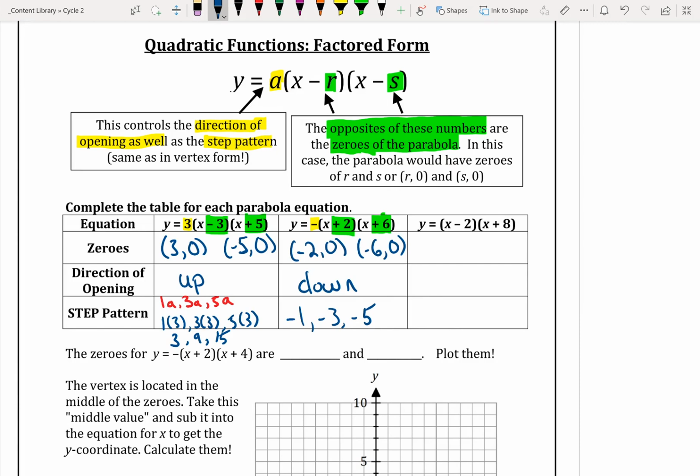For our zeros in the next equation, here we have +2 and 0 and -8 and 0. Again, just getting them from the two numbers in the brackets, just the opposite. The direction of opening in this case is going to be up, because again, even though I can't see it, there's an invisible 1 in front, so that means it is positive. If it was a -1, it would be something like the last equation where we'd see the negative out front. So because it's 1, my step pattern just is 1, 3, and 5.